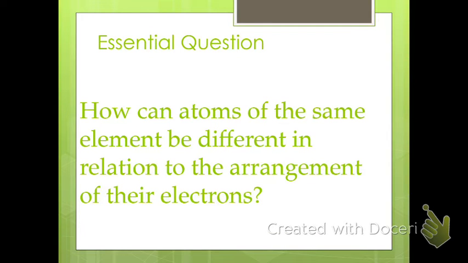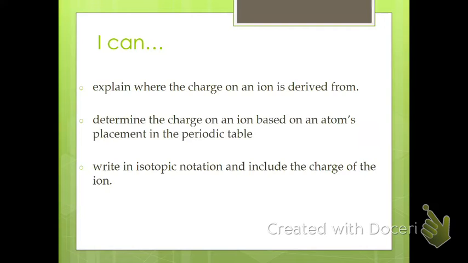Okay, so today we're going to be talking about how the atoms of the same element can be different when we're talking about the arrangement of their electrons. You should be able to explain where the charge on an ion is derived from, determine the charge of an ion based on the atom's placement on the periodic table, and write in isotopic notation and include the charge of that ion in that notation.